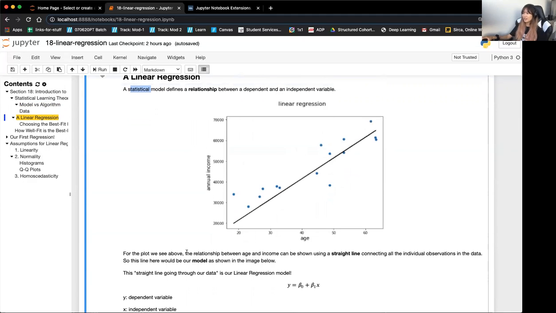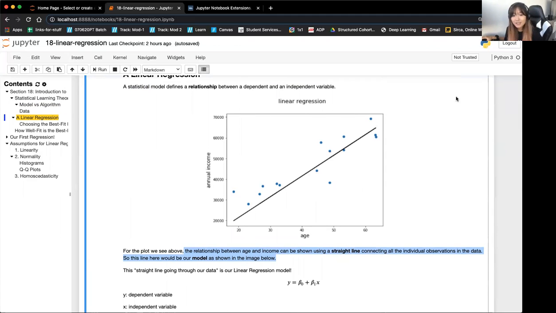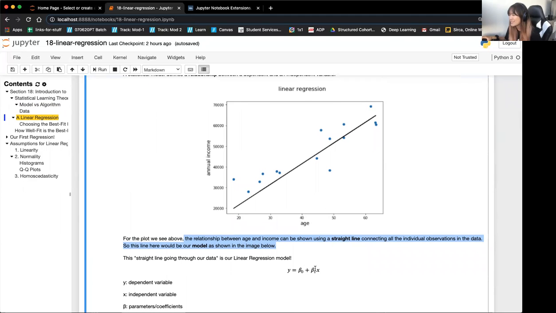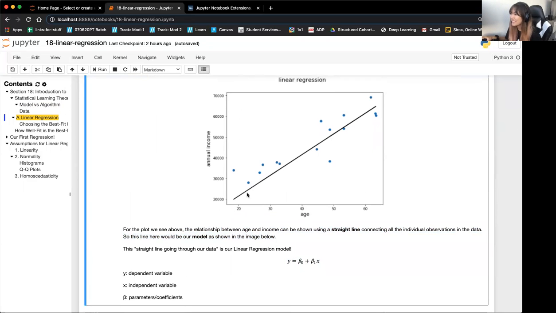So what you see here, the relationship between age and income, can be shown using a straight line connecting all the individual observations in the data. This line is our model. If you remember seeing the equation of a straight line from algebra, you might have seen it in the form y equals mx plus b or mx plus c. This is basically the same thing.